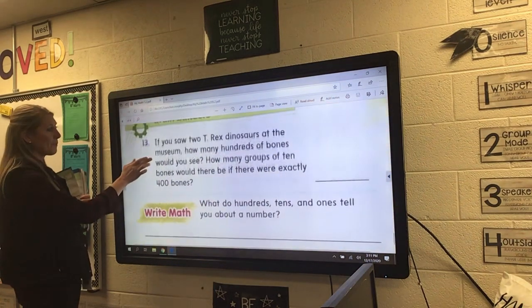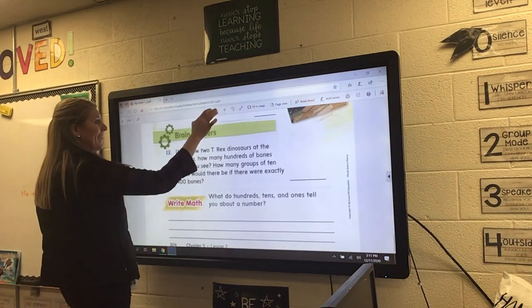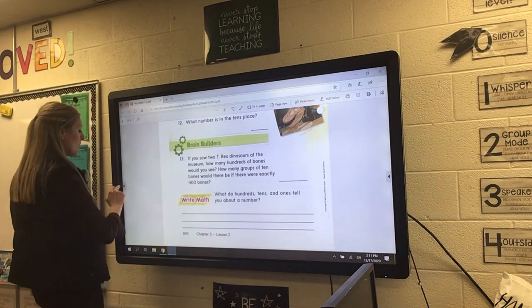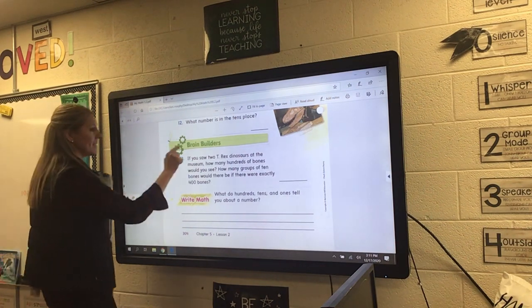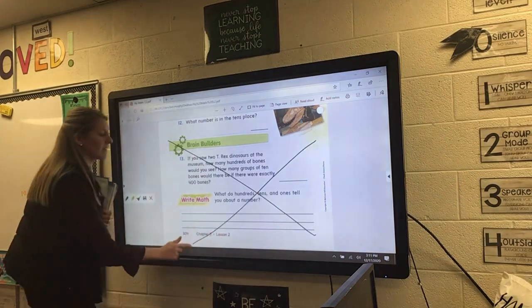At the bottom, for the brain builders, you can nicely take your pencil and cross off the brain builders with a nice X. Okay?